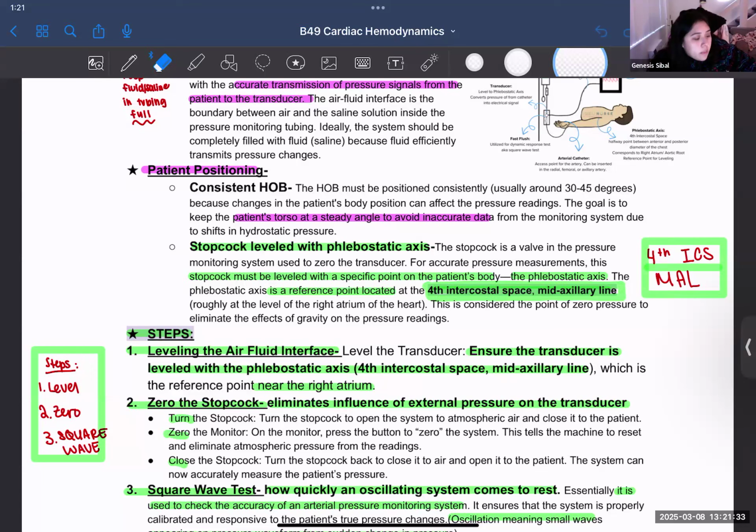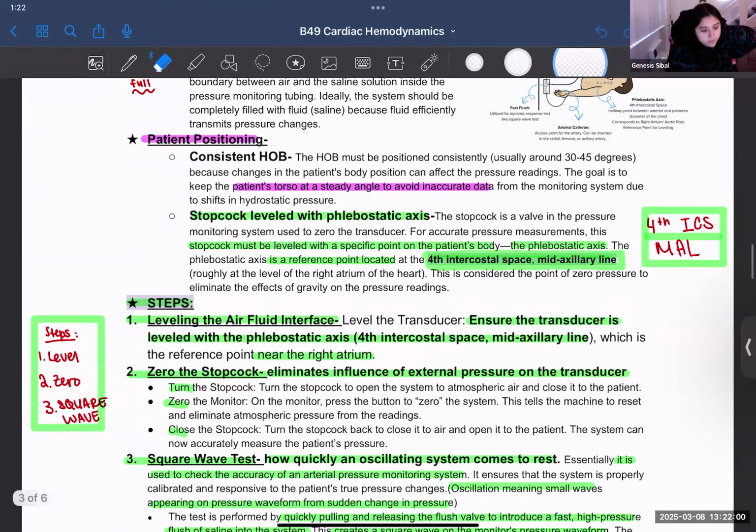So, consistent head of the bed. The head of the bed must be positioned consistently, usually around 30 to 45 degrees, because it changes the patient's body position. And that makes sense. Basically, keep the patient's torso at a steady angle to avoid inaccurate data. Most of the time, you're in a critical illness setting, like the ICU. Most of these patients are going to have other things going on. They're vented most of the time. They're obviously going to be sedated. So it's not too bad to keep them at a certain angle.